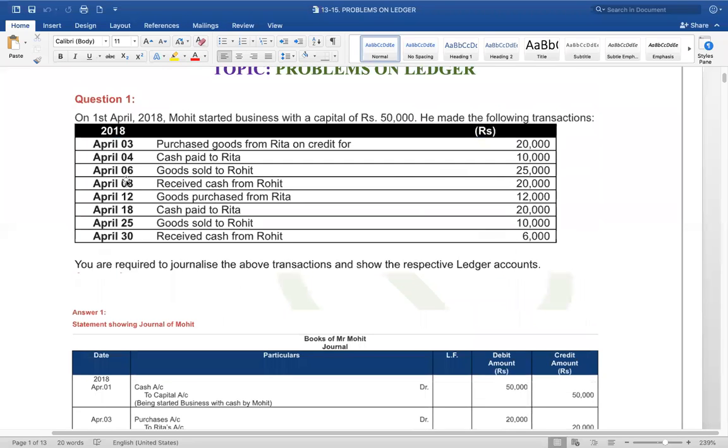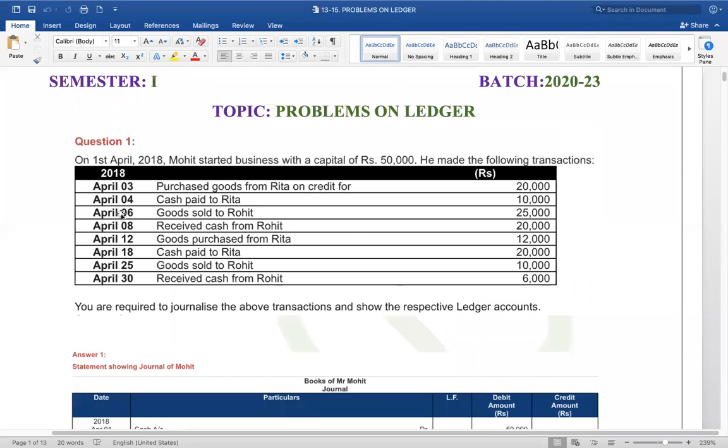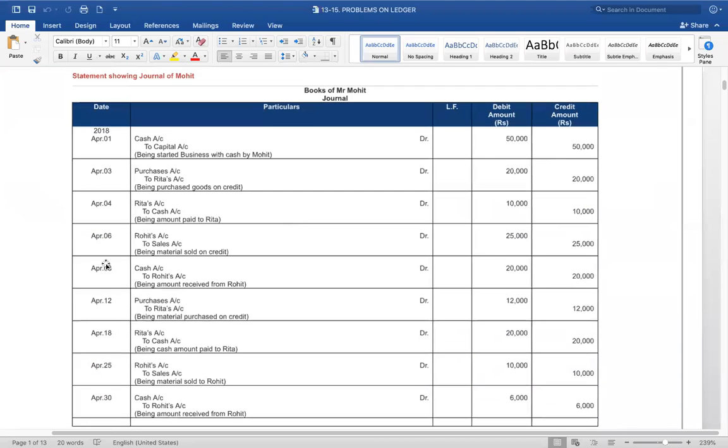Okay, now where are we? Where did we stop? Goods sold, sales, 25,000. Now, on April 8th, received cash from Rohit. Cash is received, cash comes in. Debit what comes in. Who is giving that? Rohit is giving. Credit the giver. Come to 8. Cash account debit to Rohit, 20,000.